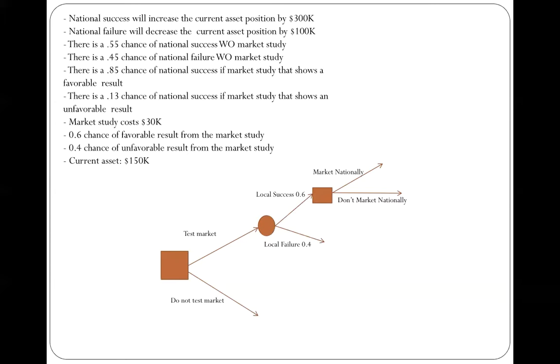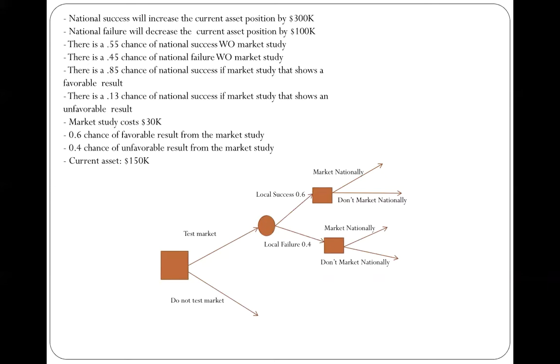How about observing failure in our local test? If we observe failure in our local test, with the chance of 40%, we may still decide to market the product nationally or not. So we still have to make that decision: do we want to go ahead and market the product nationally or not? So again, we have a decision node, a decision fork in front of us. The next decision we have to make is, should we go ahead and market the product nationally or not?